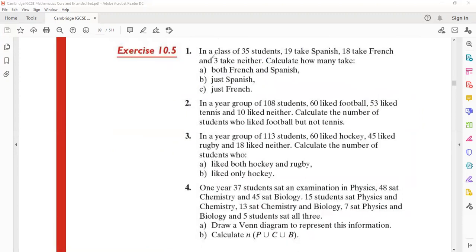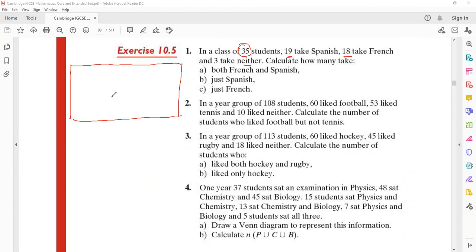Let me show you one problem, how we are going to do it. First, it is given as a word problem: in a class of 35 students, 19 take Spanish and 18 take French. 3 take neither, meaning nothing is there. Calculate how many take both French and Spanish, just Spanish, and just French. So you are going to do a Venn diagram. That means the diagram has to be drawn in the form of a rectangle, and thereafter you are going to draw all of this.